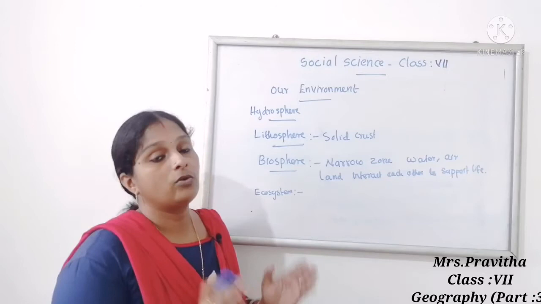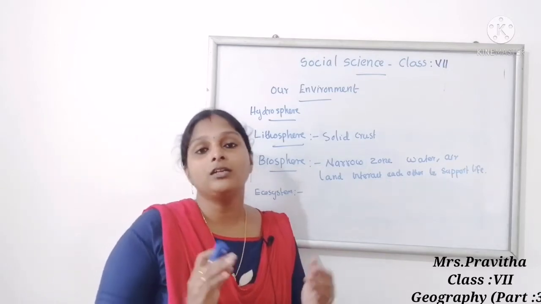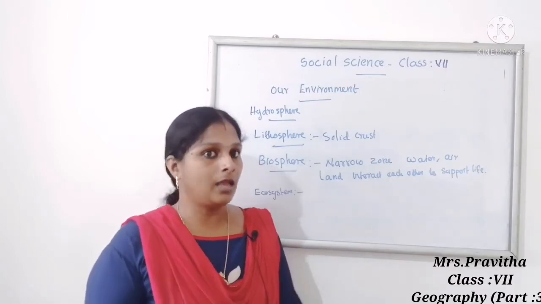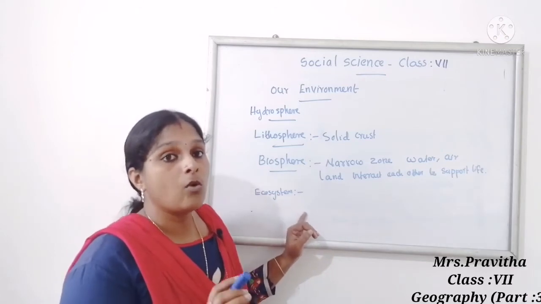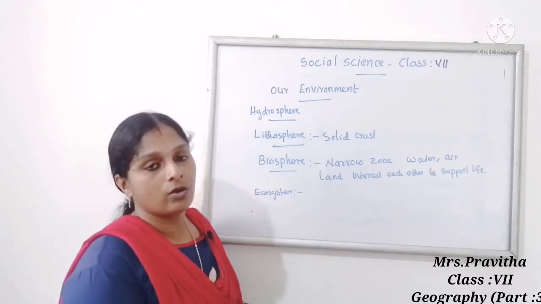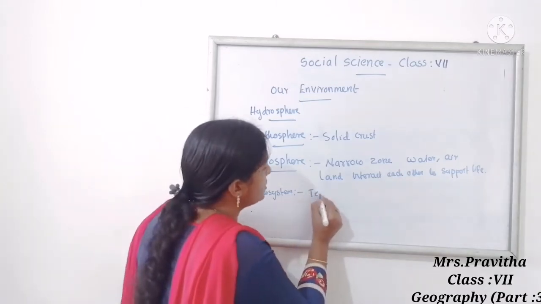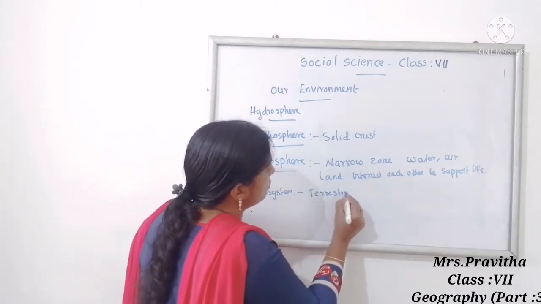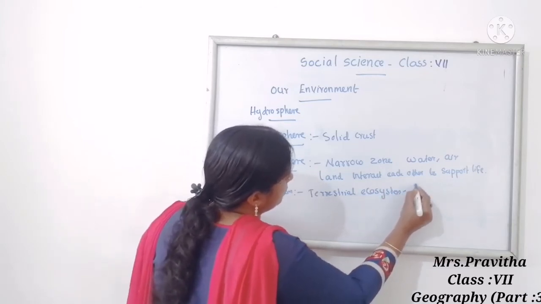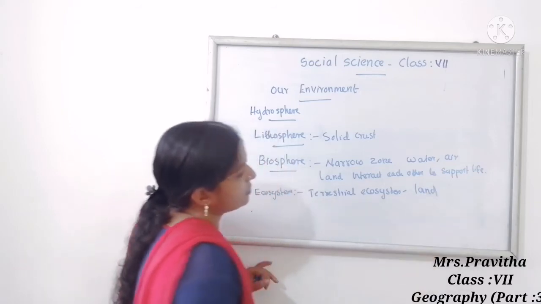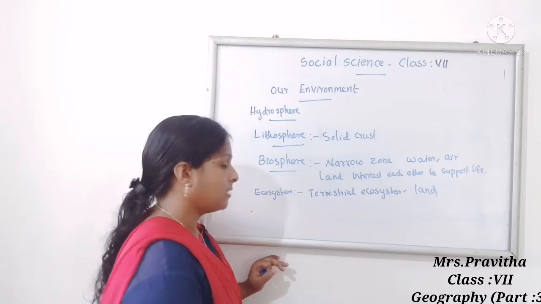Okay, then ma'am told about three types of ecosystem: terrestrial ecosystem, aquatic ecosystem and marine ecosystem. An ecosystem on land is called a terrestrial ecosystem. So what is a terrestrial ecosystem? An ecosystem found on land is called a terrestrial ecosystem.